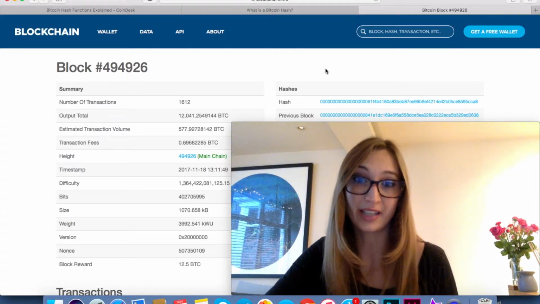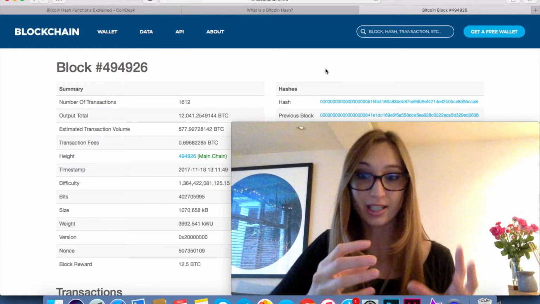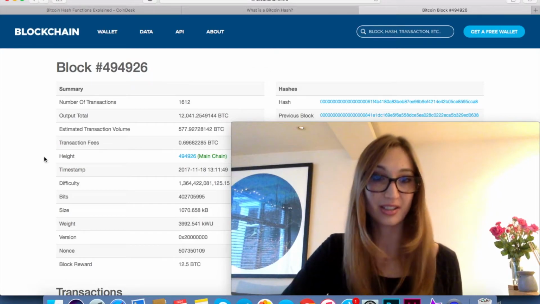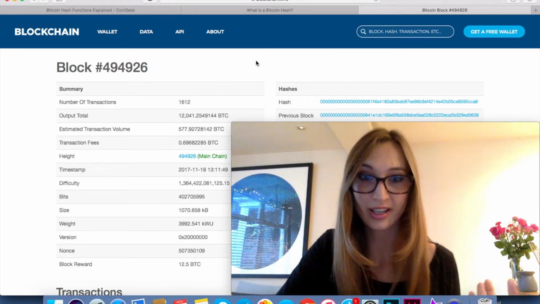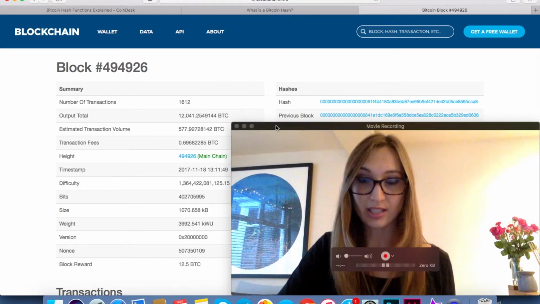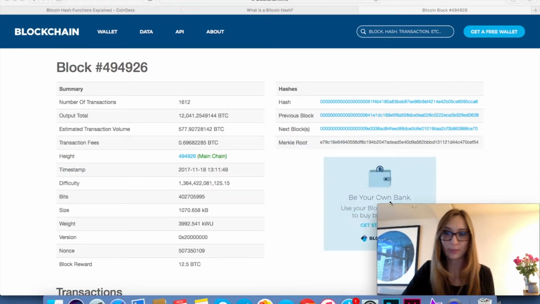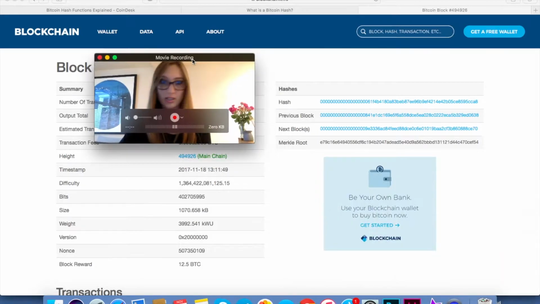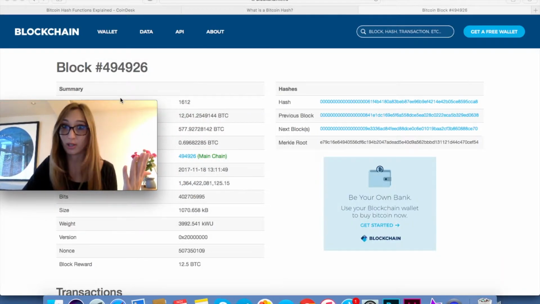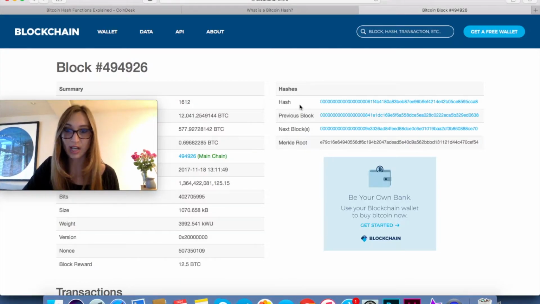In Bitcoin mining, the input data is not yet confirmed transactions, but it also contains some information like the timestamp and other info related to the previous block. So let's go on blockchain. I just chose a random block, and here are the hashes. So this is the hash for this current block, and you see it here. It's quite long, weird numbers and characters.